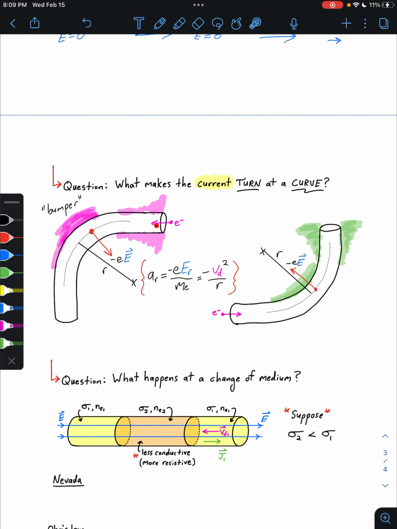So we can get electrons to navigate through a turn with excess negative charge on the outside of the curve, repelling them, or excess positive charge on the inside of the curve, attracting them. Either can produce that centripetal force that we need.